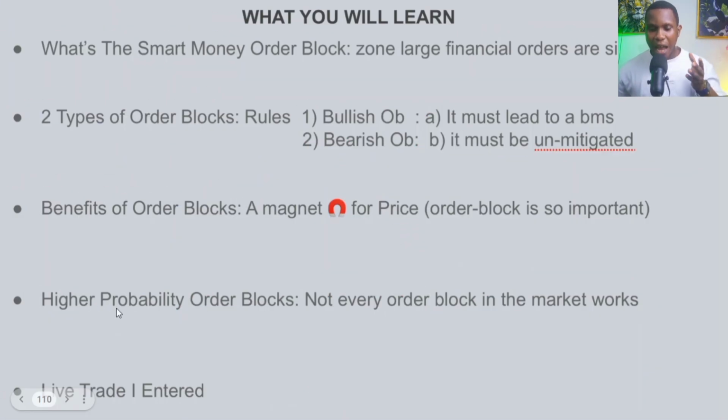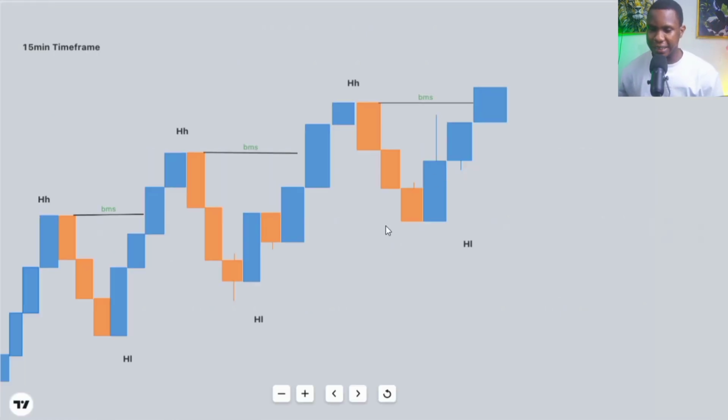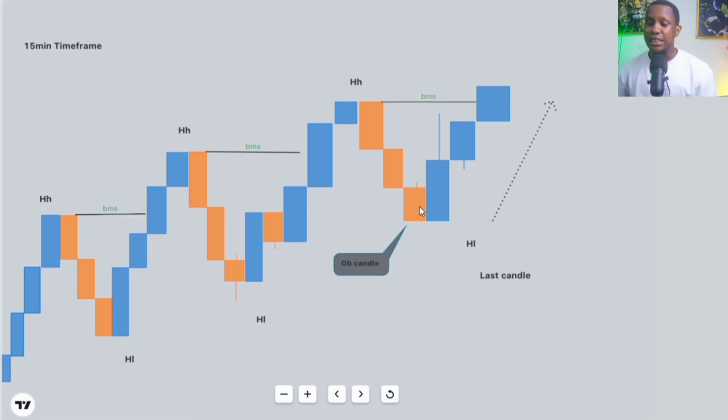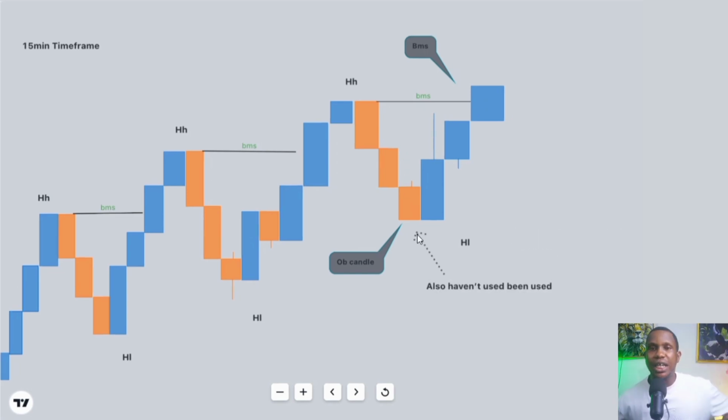Let's look at higher probability order blocks. Not every order block in the market works. That is why you will only trade from order blocks that don't have liquidity resting below them. Look at this example right here: USD JPY, 15 minutes time frame. This is an order block candle here. Can you see we also have this break of market structure to validate this order block, and also we can see that this order block hasn't been used.